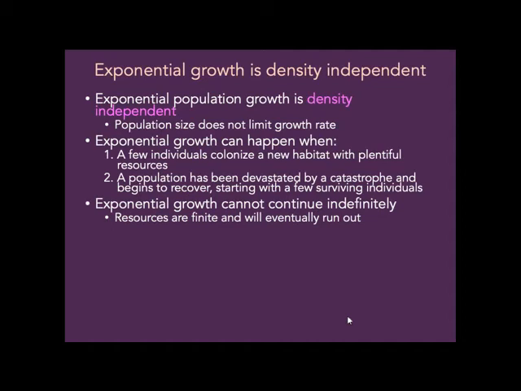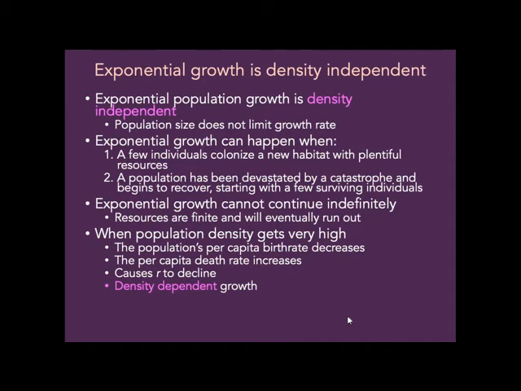But exponential growth doesn't continue indefinitely. Eventually, the resources start to run out. And when the population density gets really high, the population's per capita birth rate decreases, right? As each individual gets fewer resources, they have fewer babies, and their birth rate goes down. Also, as each individual is crowded, it can affect their mortality, and they will die faster. And so as a result, b minus d, fewer births, more deaths, then the r becomes smaller. When this happens, we call this density-dependent growth. Density-dependent meaning the density affects the ability of the population to grow.